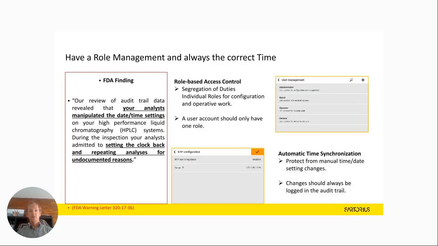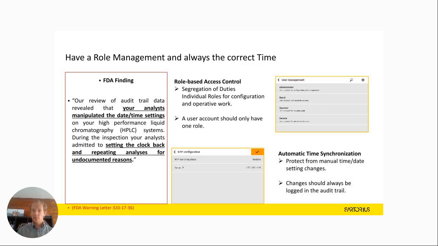Another example is related to the same, have a clear role management and always the correct time. So the FDA found that analysts manipulated the time. We have heard that pretty often. And it was able to set the clock back and repeat analyses for undocumented reasons.